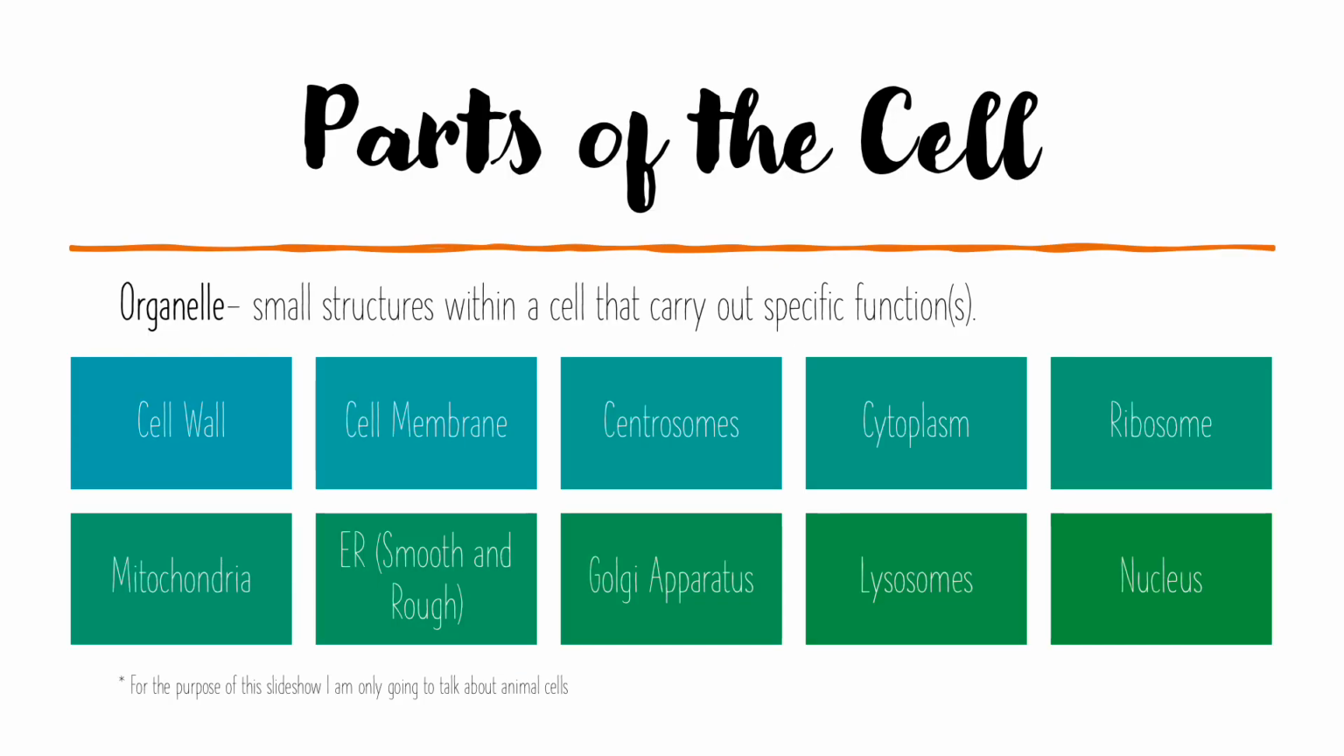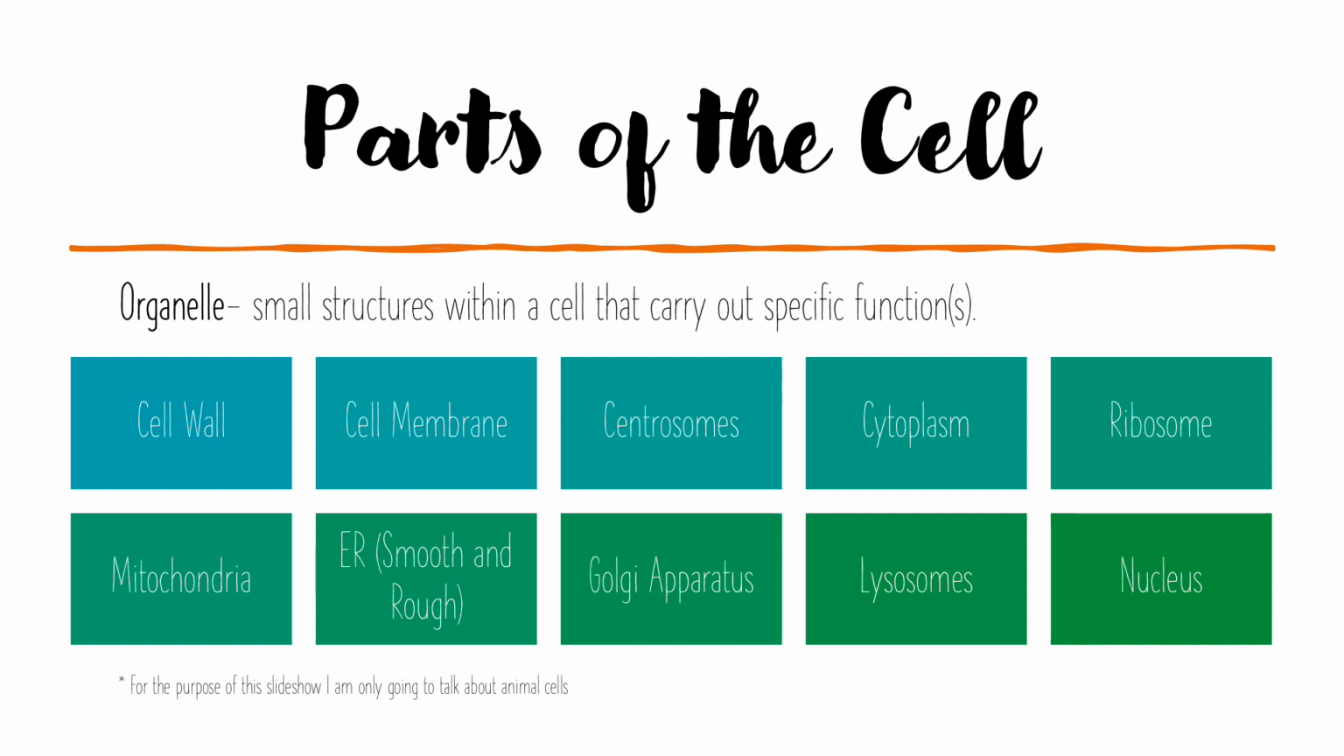So here are all the parts of our cells. Like I said, I used the word organelle in the last slide, and those are the small structures within our cells that carry out specific functions. So we have the cell wall, cell membrane, centrosomes, cytoplasm, ribosomes, mitochondria, the endoplasmic reticulum, which we shorten to ER because it's a very big word, and that has two parts, the smooth and rough, Golgi apparatus, lysosomes, and nucleus, and that's what we're going to talk about today.